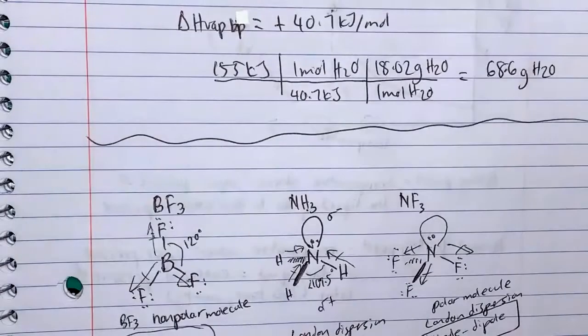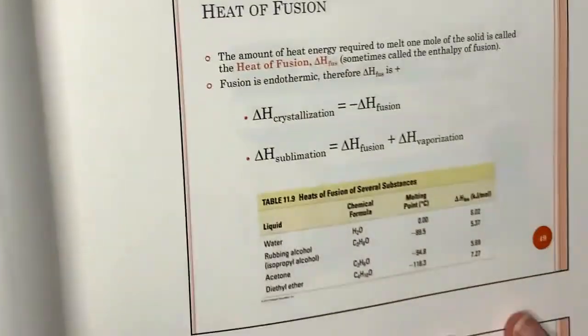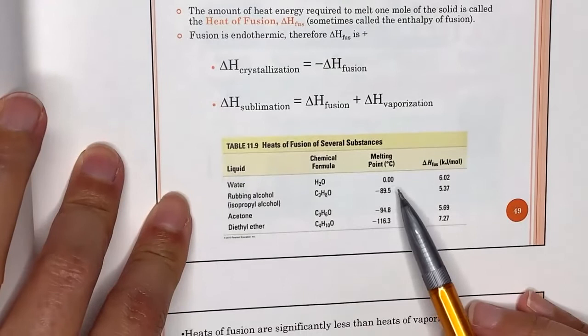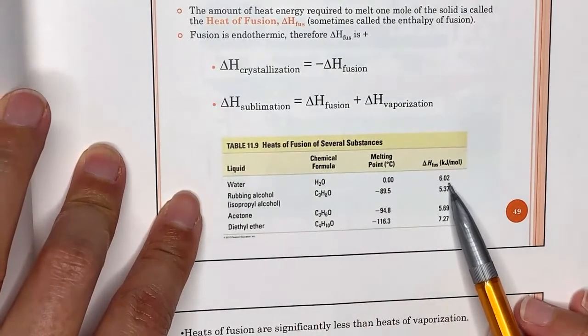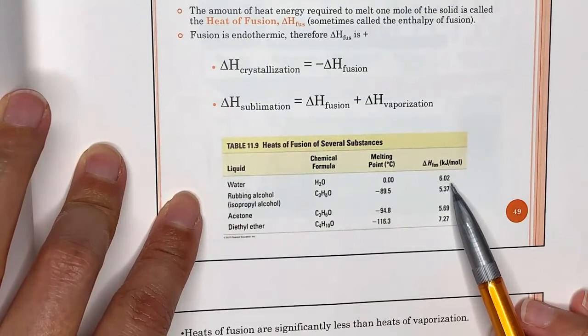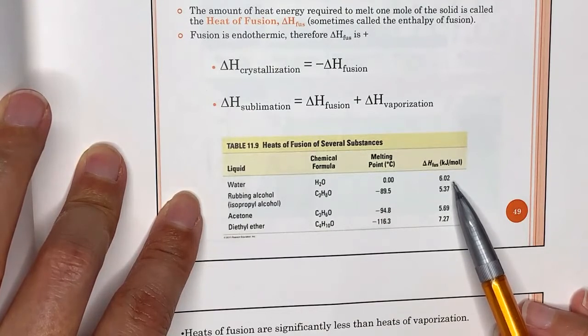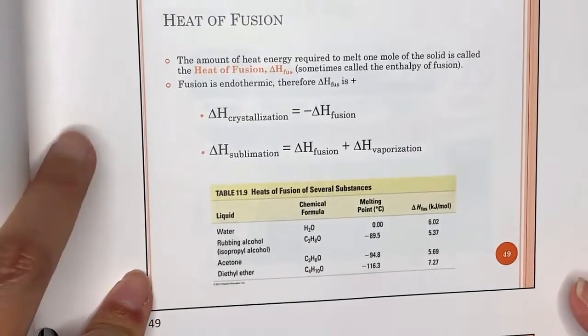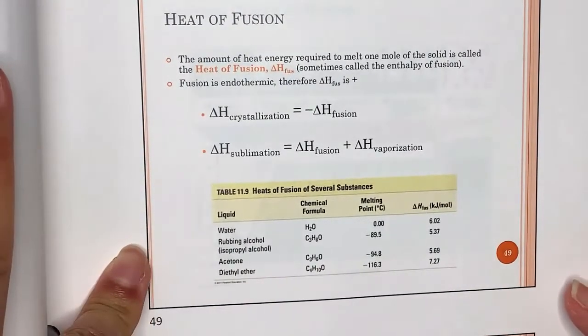So I'm going to show you the numbers we have for fusion. We can just look at water. It says here 6.02 kilojoules per mole. You remember for water, to boil it was 40.7 or 44, depending on the temperature, right? Kilojoules, and to melt it, it only takes 6. So it's a lot less energy for you to melt something than for you to vaporize it.